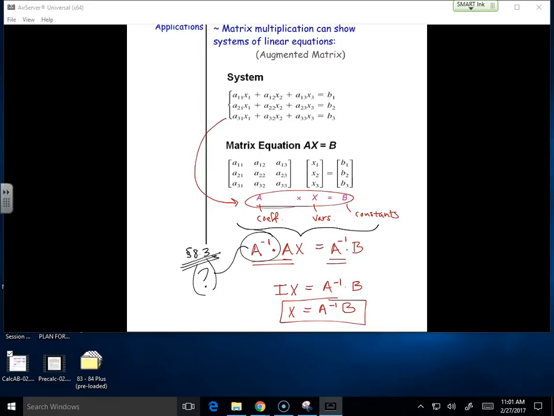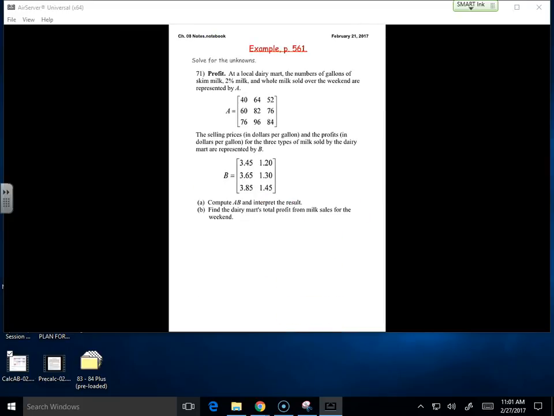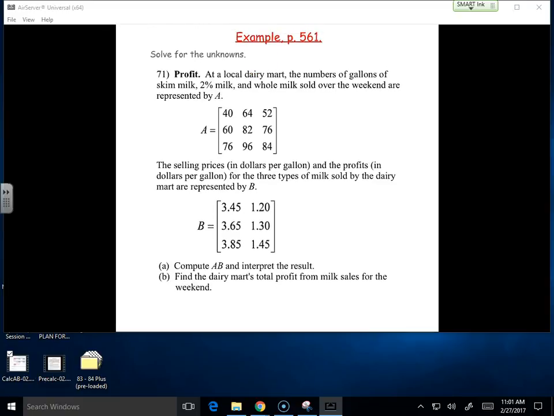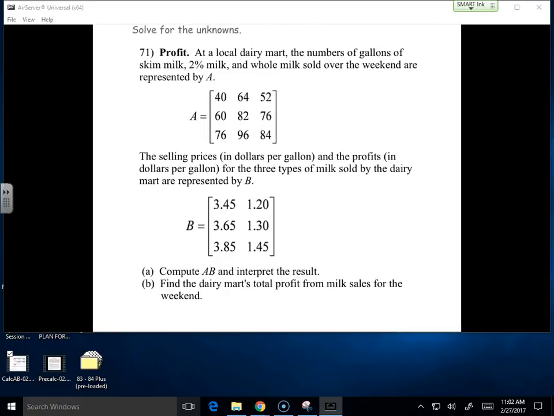Alright, you guys ready? Set and go. Ooh, life just got exciting. Word problem with matrices. Set the scene. What's going on?